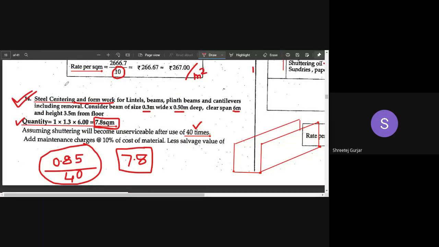Steel shuttering and formwork, which we calculated for a beam. Let me know whether you have understood. Yes or no. You can let me know by raising your hands.